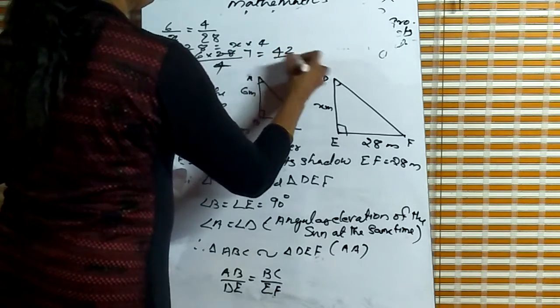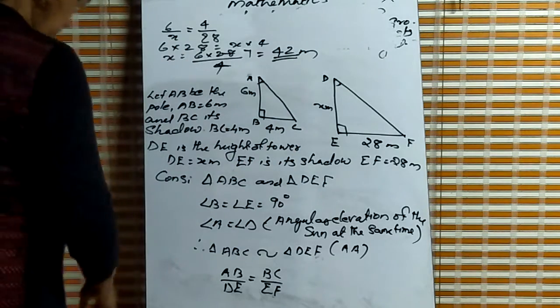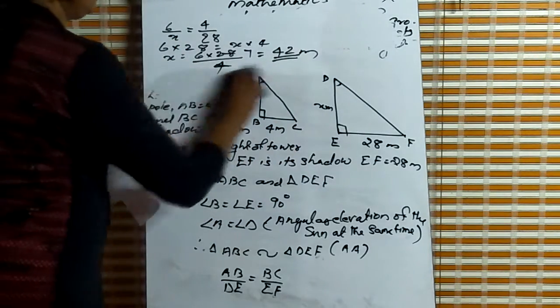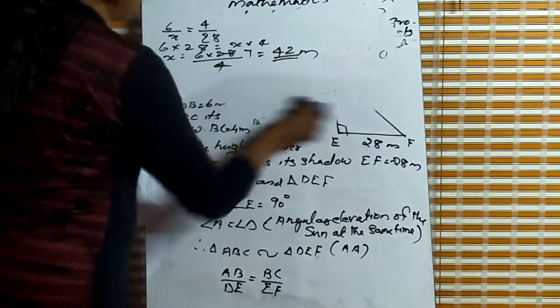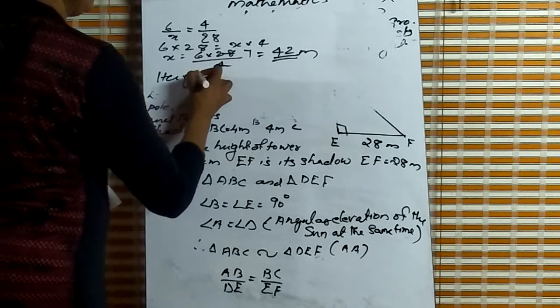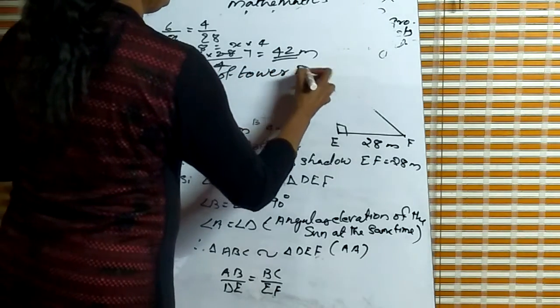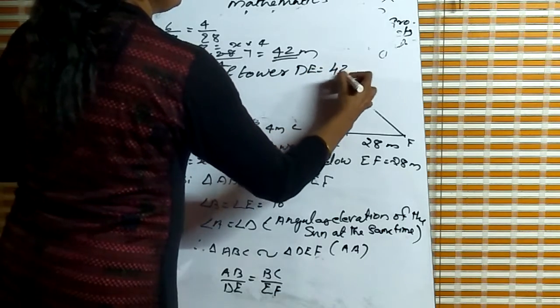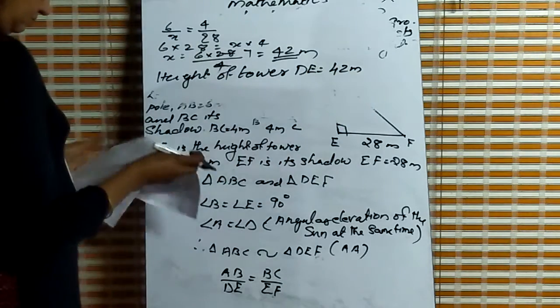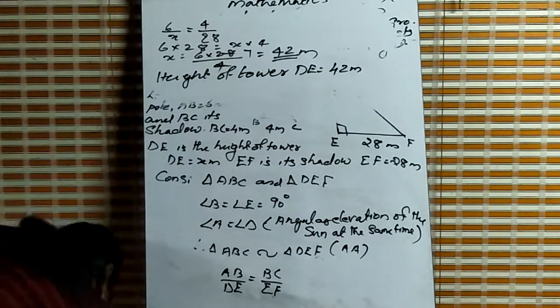7 into 6, 42 meter. So DE is equal to 42 meter. That means the height of the tower is equal to DE, which is 42 meter. Next question.